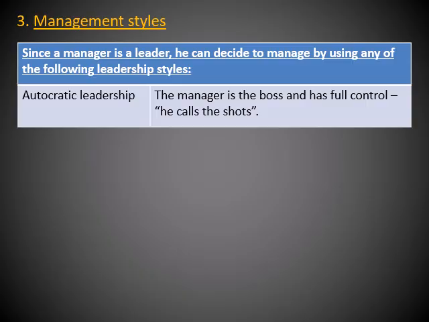This kind of leader does not really listen to any other people's opinions. He doesn't consider other people's input. He relies more or less on himself in order to make decisions for the company and to give direction to the company, to give instructions to all the other people that report ultimately to this particular autocratic leader. So please remember that this kind of manager has full control. He calls all the shots.